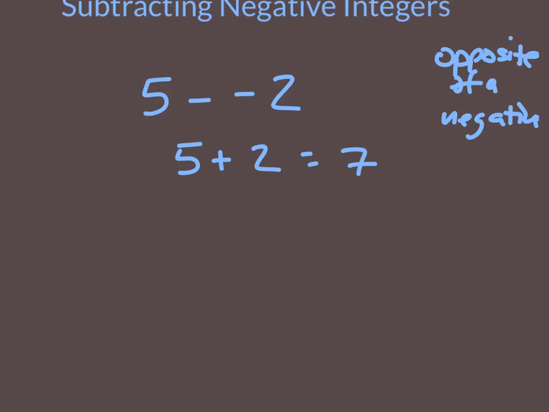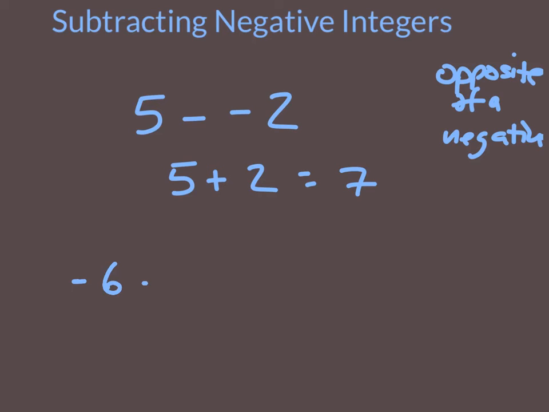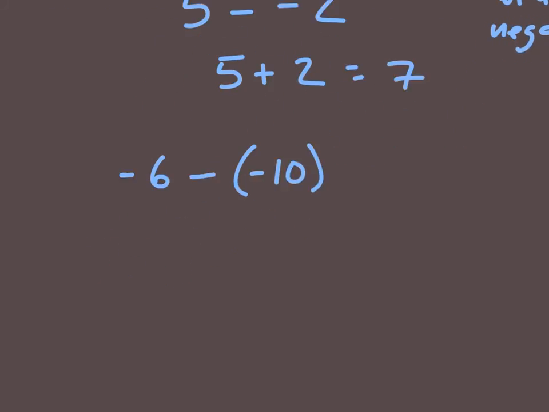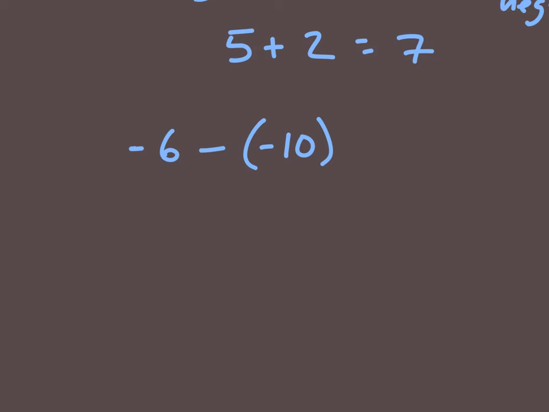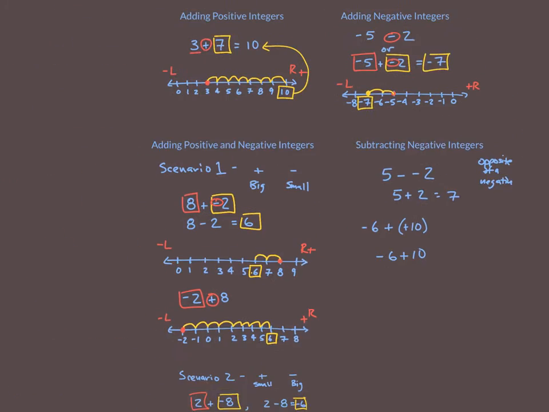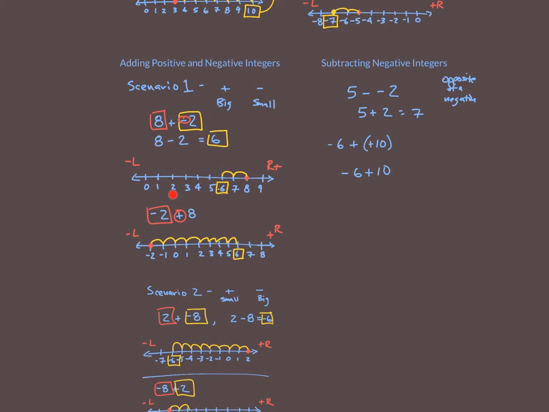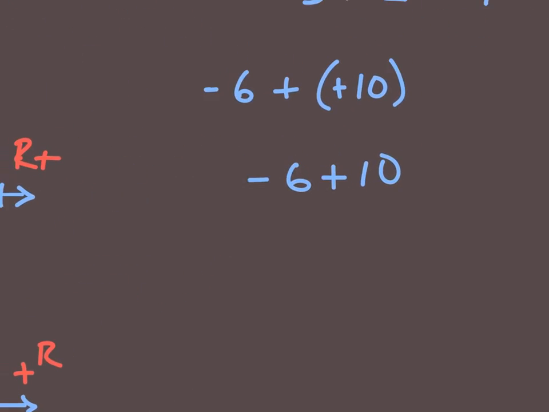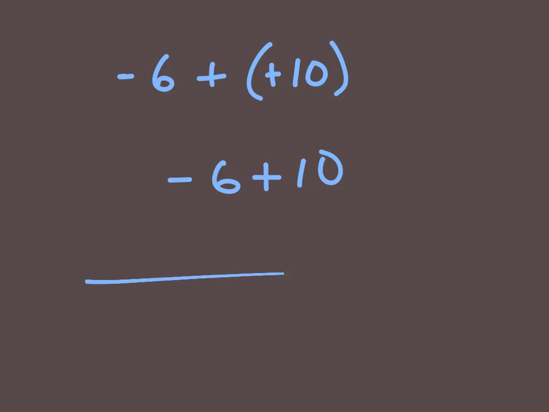And you can have all sorts of numbers. You could have a negative number, -6, minus negative 10. And you can have all sorts of options here. But what you have to do is think about the fact that you're subtracting a negative, and that's going to change to a positive. However you want to write that, you've got negative 6 plus 10, and then you go back to one of these options. And you can use a number line to do this. Let's just do it real quick.